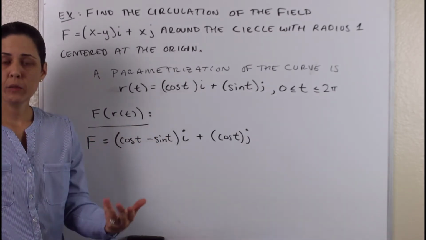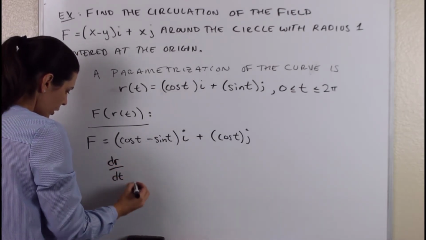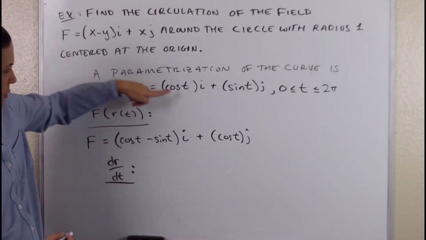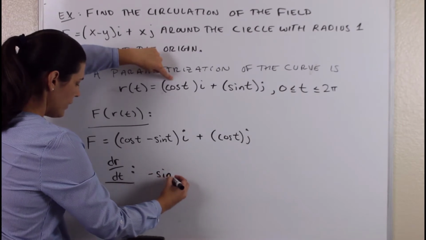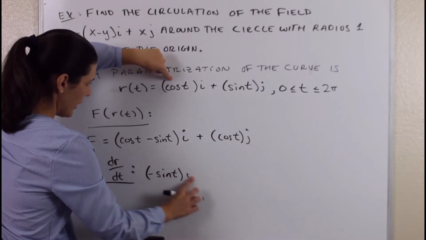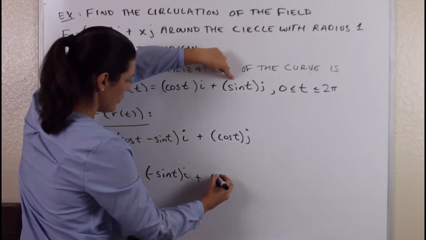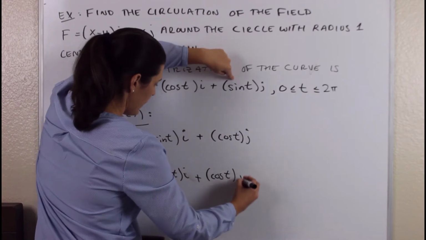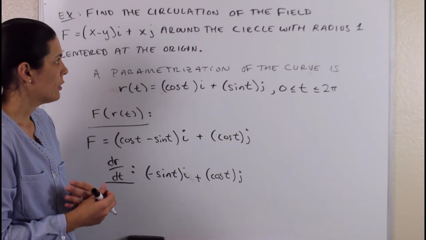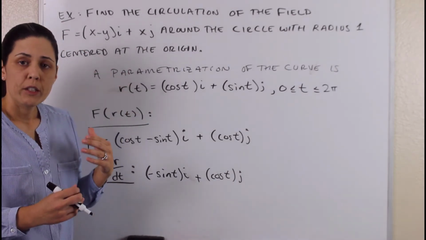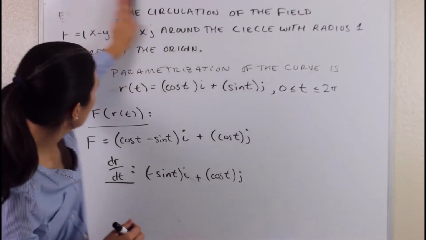Okay, the next thing we need to do, just like we did on the last example, is find the derivative of r with respect to t. Just looking right here at r, the derivative of cosine gives us negative sine t for i. And then over here, this is going to be cosine t for j. Okay, and then remember what's next. In order to evaluate this integral, in our case the circulation integral, we're going to do the dot product of these two. So let's go ahead and do it up here.